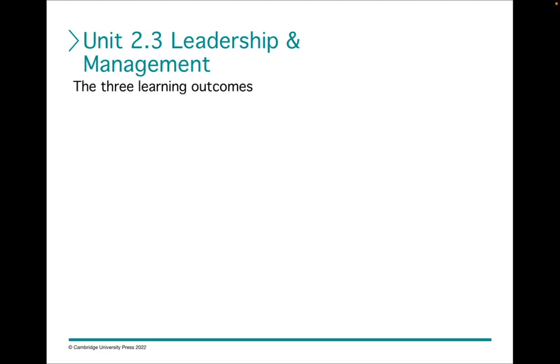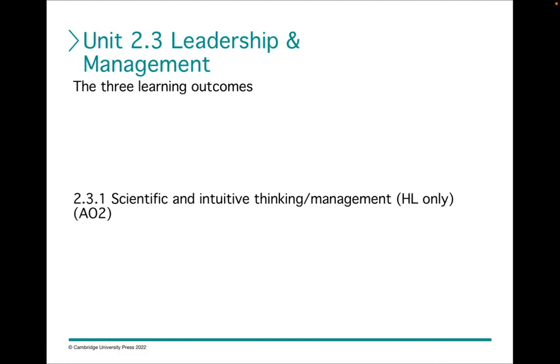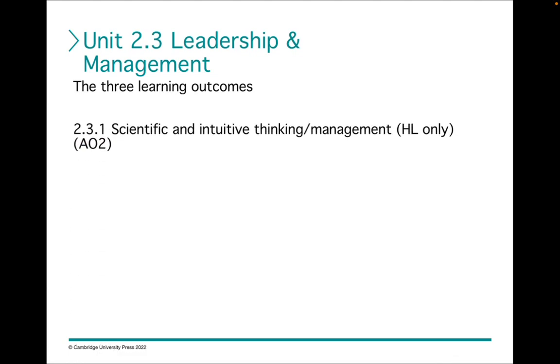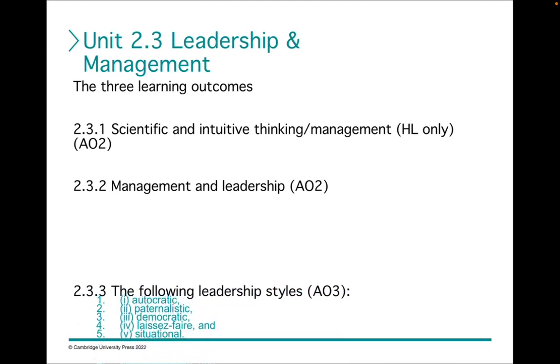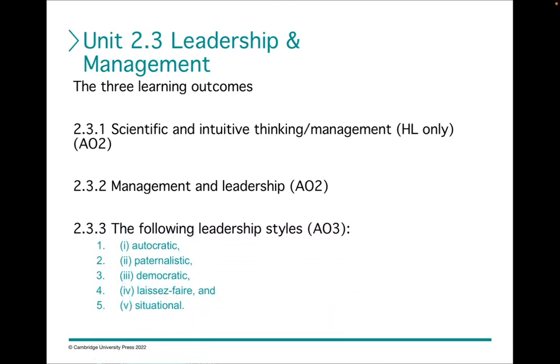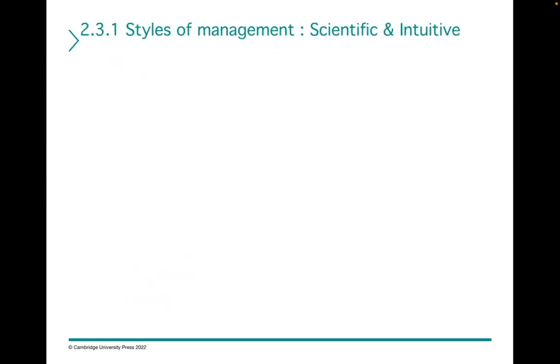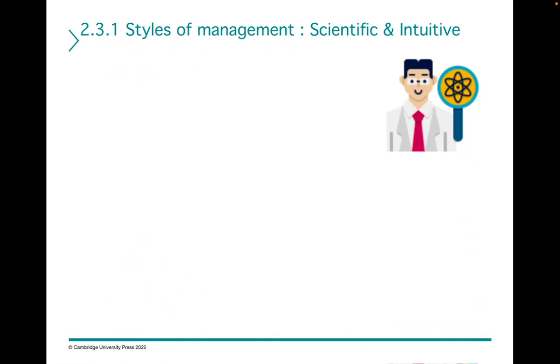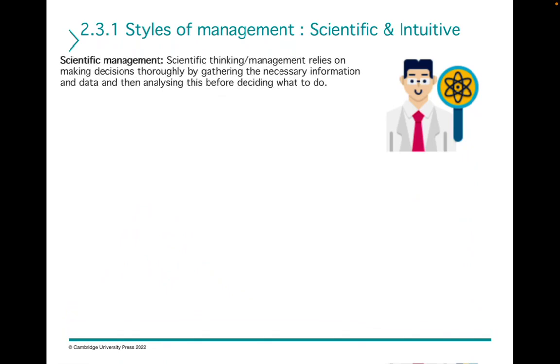Leadership and management, we have three learning outcomes. Number one, to look at the difference between scientific and intuitive thinking management. Number two, management and leadership itself, the differences and similarities. And finally, different styles of leadership. So going into 2.3.1, looking at scientific and intuitive styles of management.